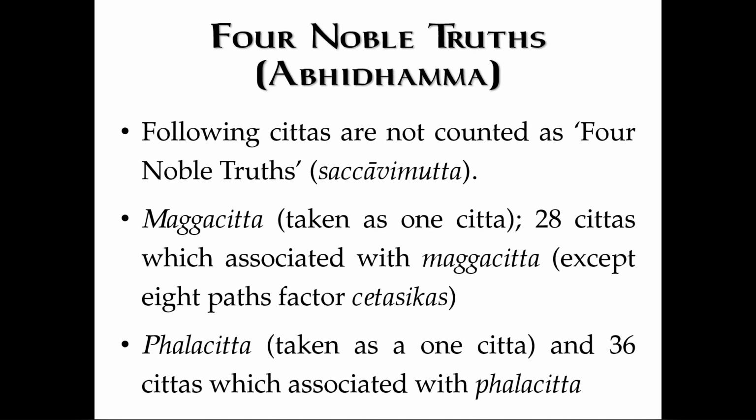Then we have phala citta, and that phala citta is associated with 36 cetasikas. So these are 28 and 37. These are not taken in the first, second, third, or fourth noble truth. They are not taken. For that reason, according to Abhidhamma, they are outside the four noble truths. For that reason, they are called saccavimutti, free from, outside the four noble truths.